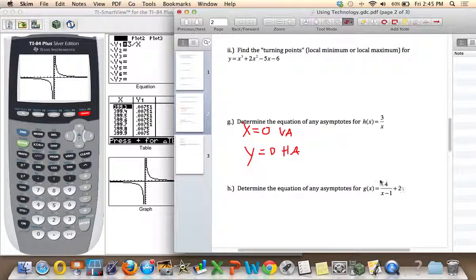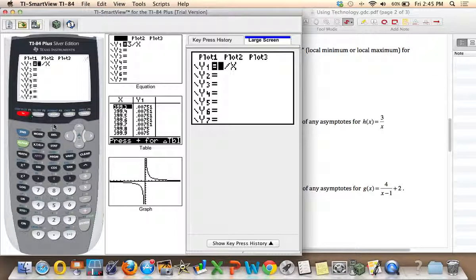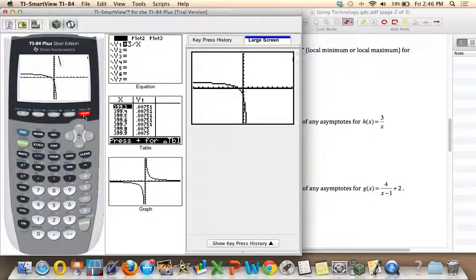In part H, they want us to find the asymptotes for g of x, 4 divided by x minus 1, plus 2. Go to your y equals button. We'll enter in that function. Be careful that you're using brackets if you want the entire denominator to be x minus 1. Okay, let's see what this graph looks like. Alright, we're having a similar shape, but even just looking at our graphics calculator, it's a little bit difficult to determine what are those asymptotes.